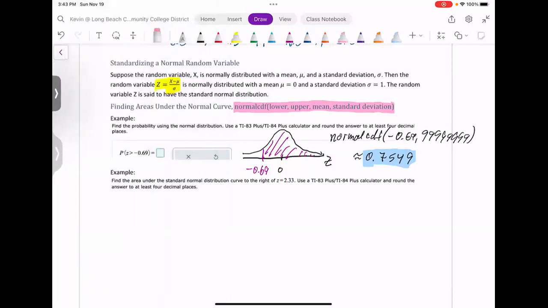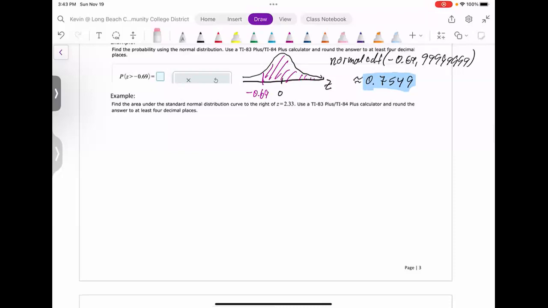All right, let's try more. Find the area under the standard normal distribution curve to the right of 2.33. All right, let's draw that out. That's terrible. Let's try it again. This is z, this is 0. 2.33 is to the right, way over here actually. We can see this area here is not very much. So I'm going to guess not only is this less than 50%, this is going to be way less than 50%. So here we go.